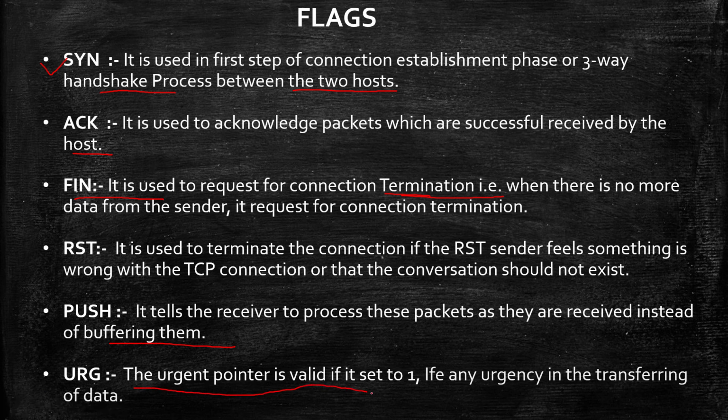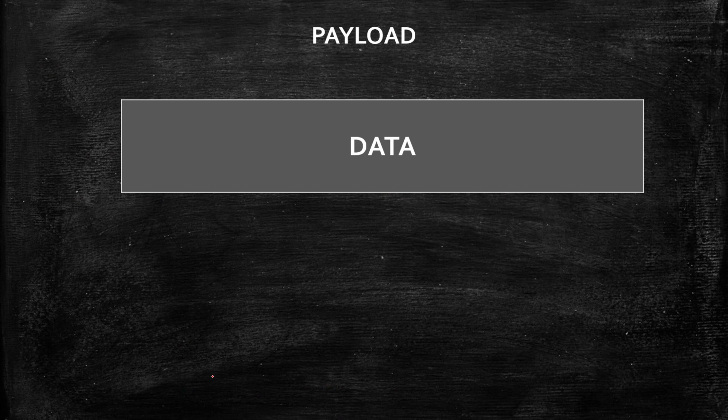Urgent. The urgent pointer is valid if it is set to 1. If the data transfer requires urgency, we put it on the stack of urgency, and the data will be sent urgently. Come to the next. After the IP header and the TCP header, there is pure data only. A header means the information about the sender, receiver, amount of data, and many related details is mentioned there, but then the pure data is there.